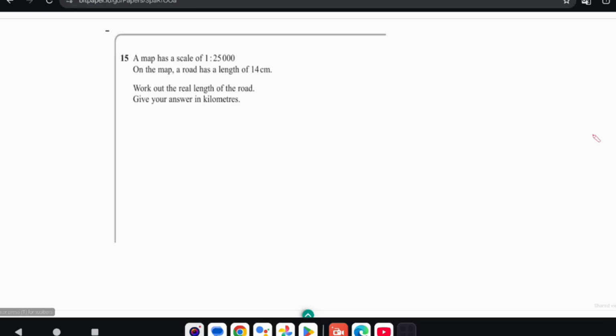Question 15. A map has a scale of 1 to 25,000. So that means that 1 centimetre on the map represents 25,000 centimetres in real life. On the map, a road has a length of 14 centimetres. Work out the real length of the road, give your answer in kilometres.